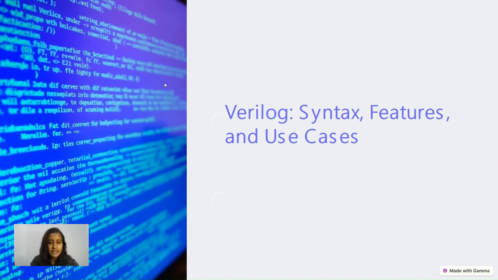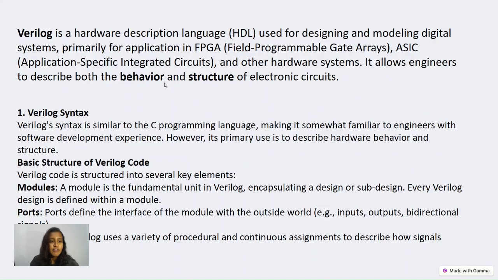Verilog syntax, features and use cases. Verilog is a hardware description language used for designing and modeling digital systems, primarily for application in FPGA, that is field programmable gate arrays, ASIC, application specific integrated circuits, and other hardware systems. It allows engineers to describe both the behavior and structure of electronic circuits. Verilog syntax is similar to the C programming language, making it somewhat familiar to engineers with software development experience. However, its primary use is to describe hardware behavior and structure.